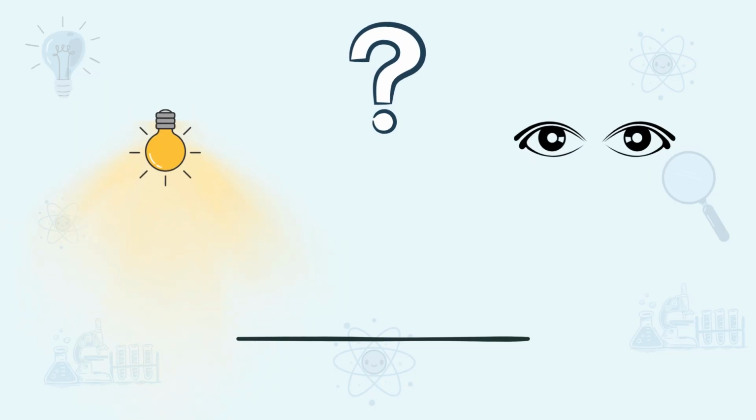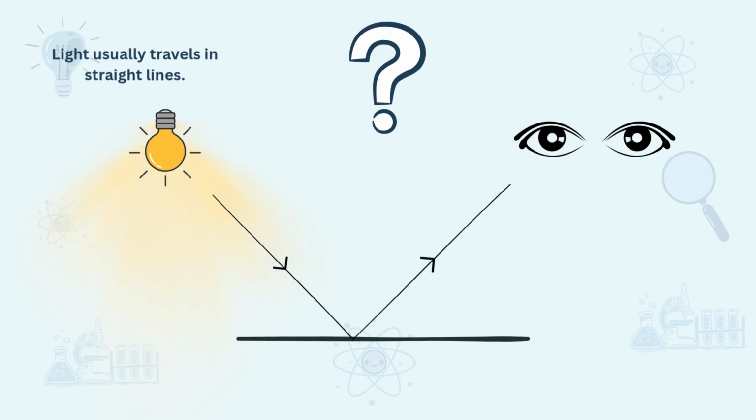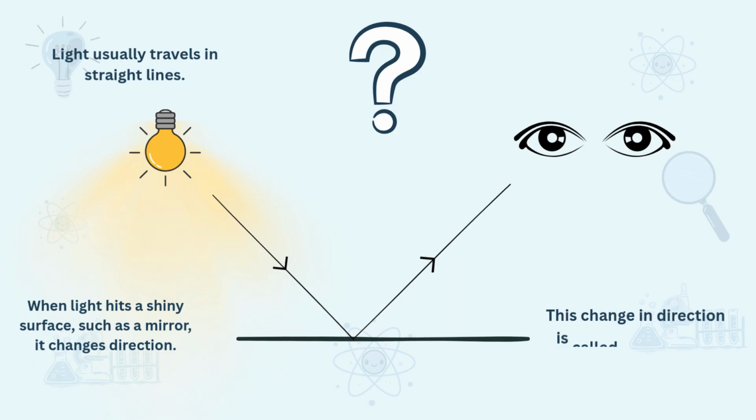Scientists represent the path of light using rays. A ray is simply a straight line that shows the direction in which light travels. Light usually travels in straight lines. However, when light hits a shiny surface such as a mirror, it changes direction. This change in direction is called reflection.